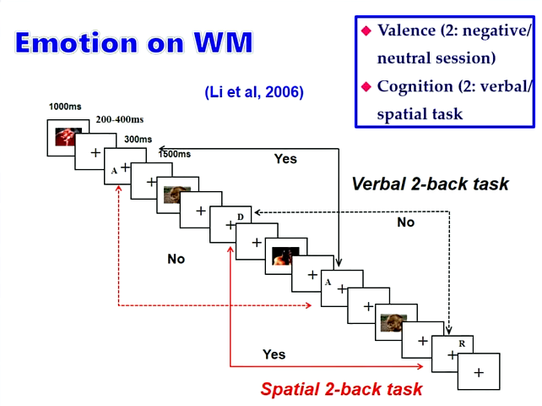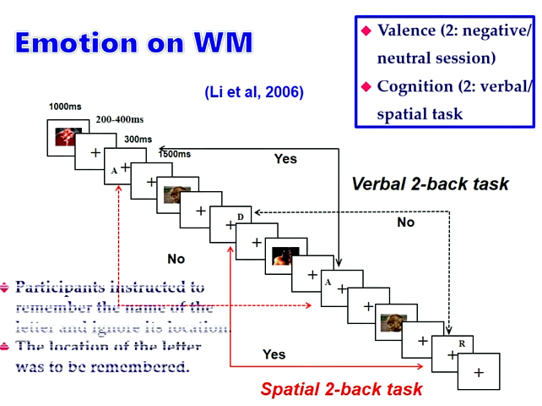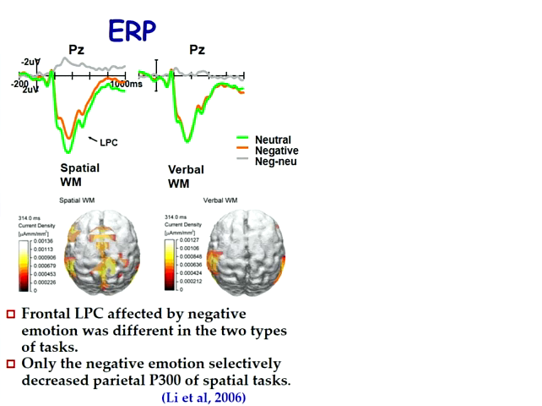Here is a paradigm of the 2-back task. In the verbal task, participants were instructed to remember the name of the letter, but ignore the location of them. Whereas in the spatial task, the location of the letter was to be remembered by the participants. For ERP results, frontal LPC affected by negative emotion was different in the 2 types of tasks. Only the negative emotion selectively decreased the P300 of spatial tasks.